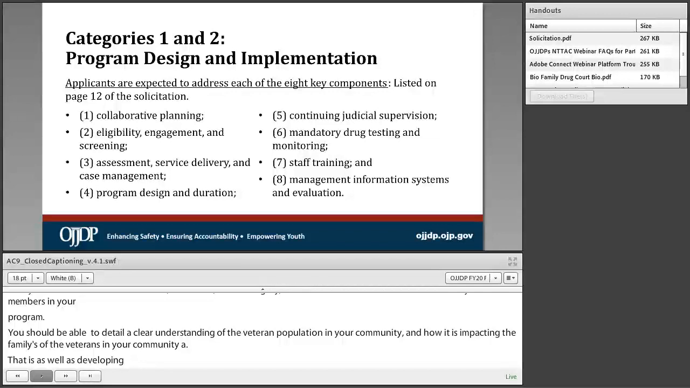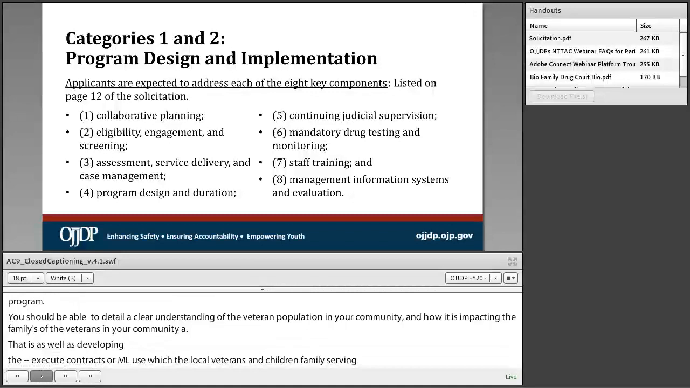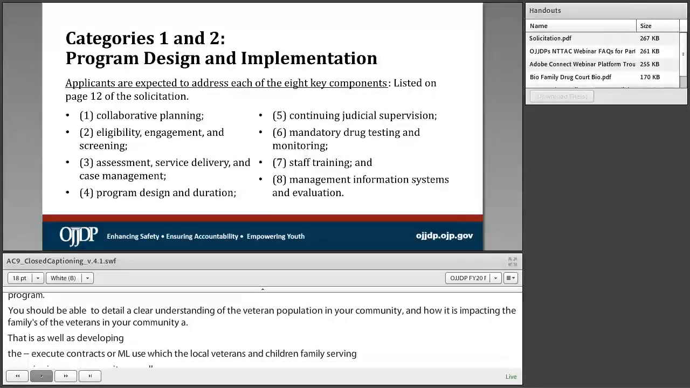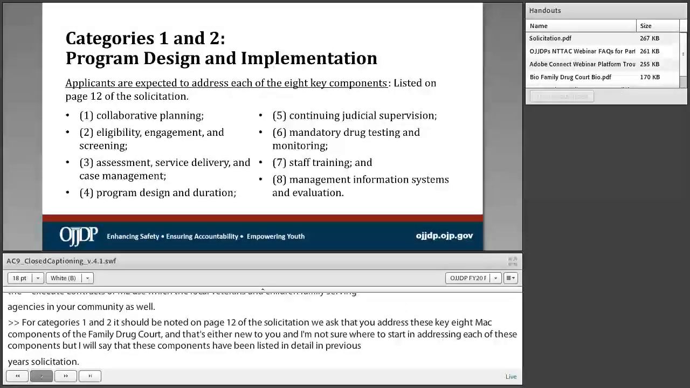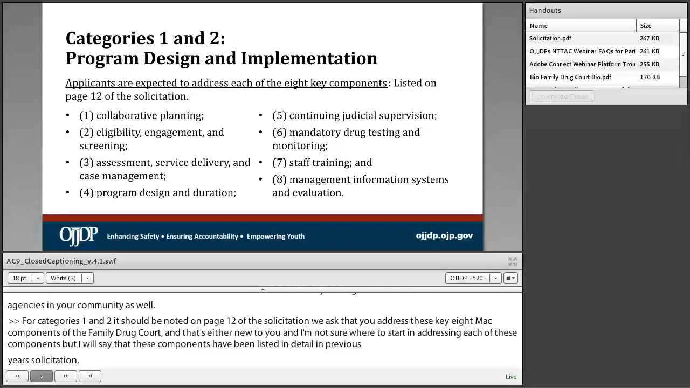For categories 1 and 2, it should be noted that on page 12 of the solicitation, we ask that you address these key 8 components of a family drug court. If these are new to you and you're not sure where to start in addressing each of these components, these components have been listed and detailed in previous years' solicitations. I would point you to last year's solicitation, where we were actually able to flesh each of these 8 components out if you would like a bit more guidance on what these components mean. Hopefully that can help you when you're crafting your application.